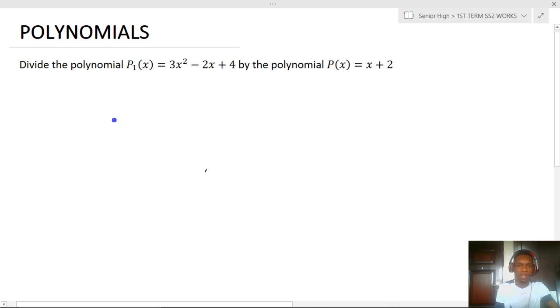So let's look at this. I'll put this in long division. Let's do this better. And then I have this as 3x squared because this is our dividend. This is called our dividend, a value that is being divided, and it's divided by what? x plus 2.